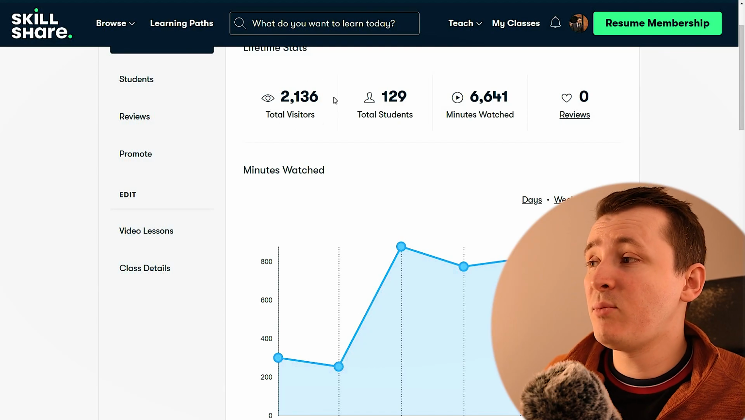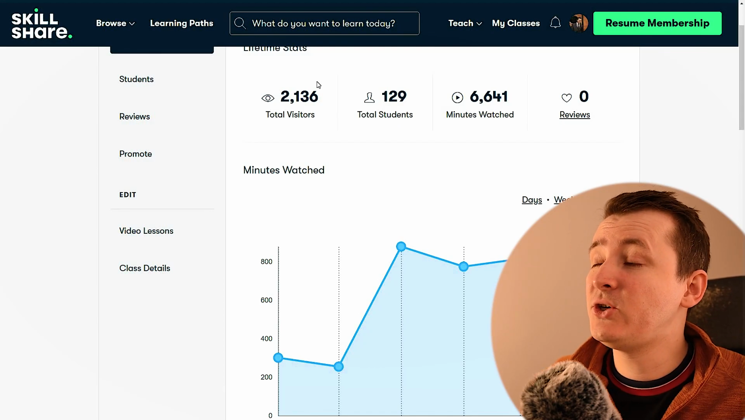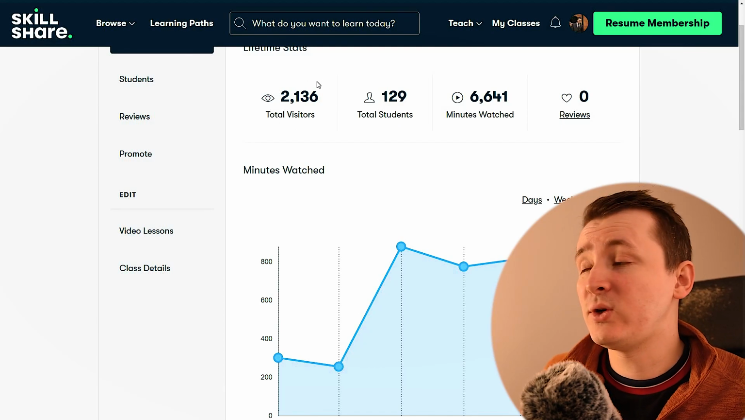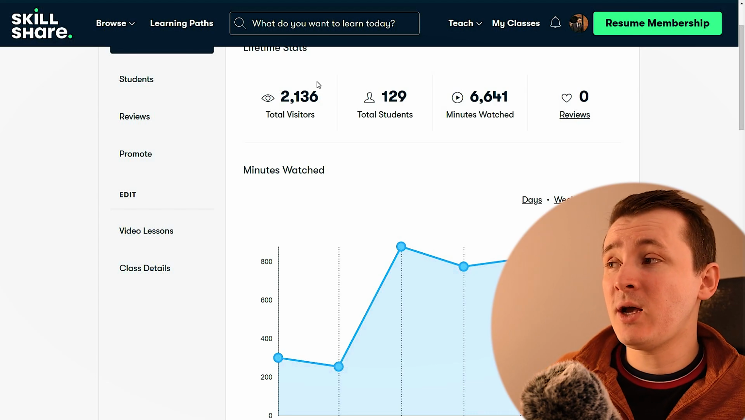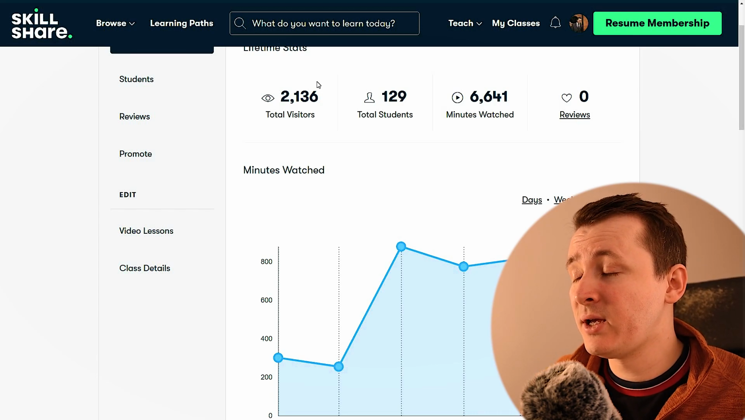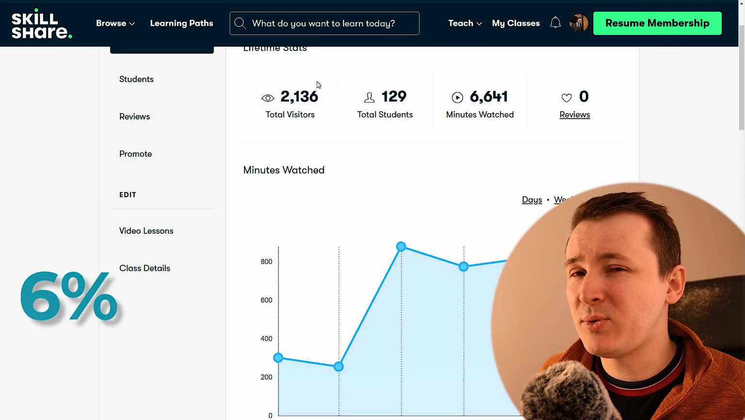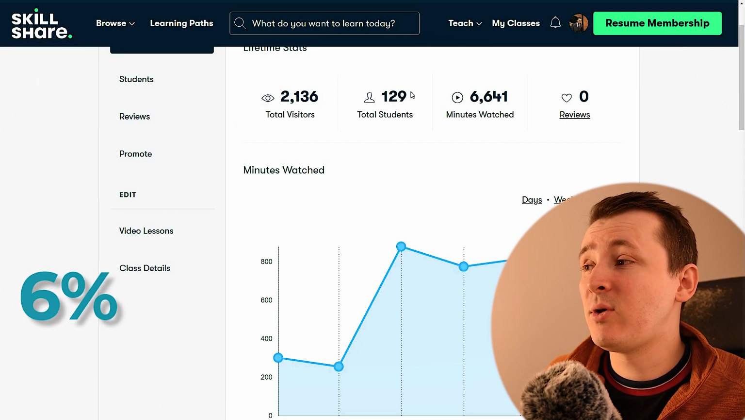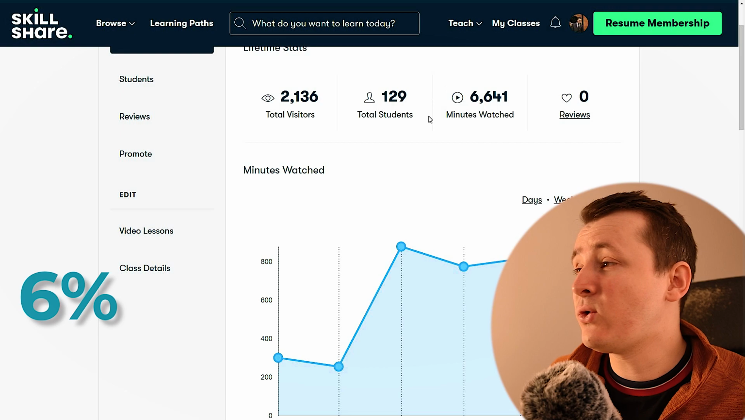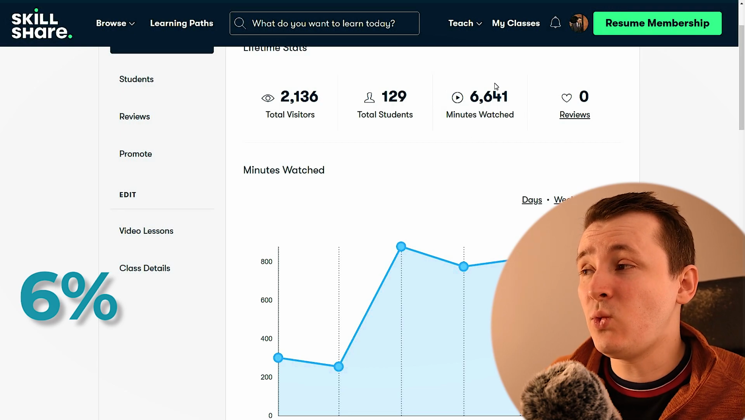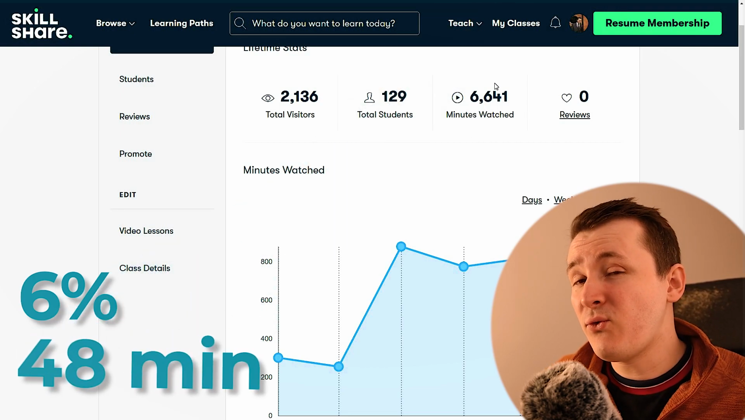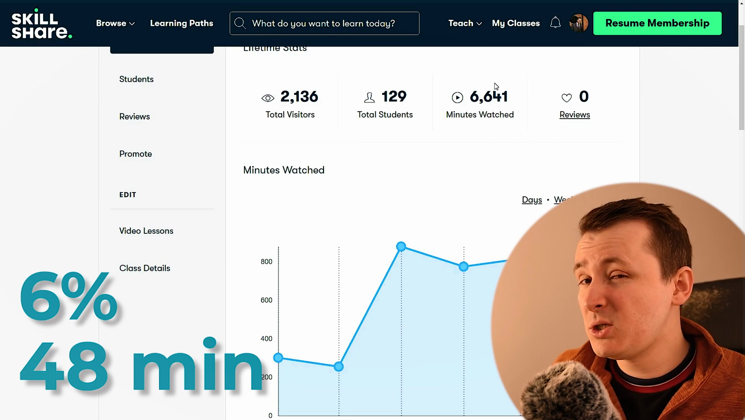So if we take the number of visitors against how many students we have, 129 students divided by 2,130 visitors, and we get a conversion rate of 6%. Do something similar with these numbers and we can see on average how much each student watched, which turns out to be about 48 minutes per student, which isn't bad.